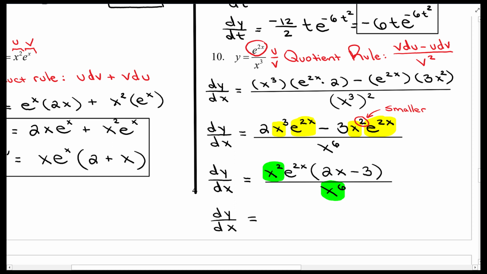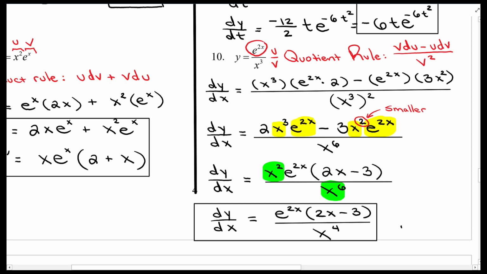dy/dx equals e raised to the 2x power times the quantity 2x minus 3, all over x raised to the 4th power. And that's going to be our final answer, so we're going to box that in. I'm pointing an arrow on the right-hand side of this, and next to the arrow I'm writing "lowest terms." So this would be the answer written in lowest terms. No common factors in the numerator and the denominator.